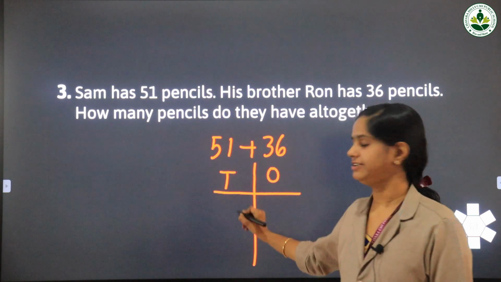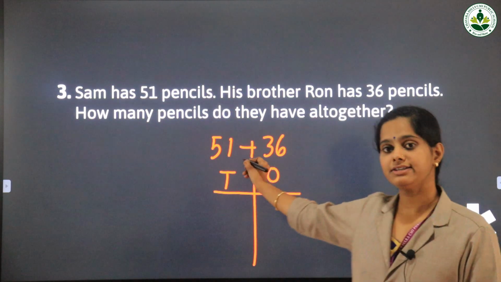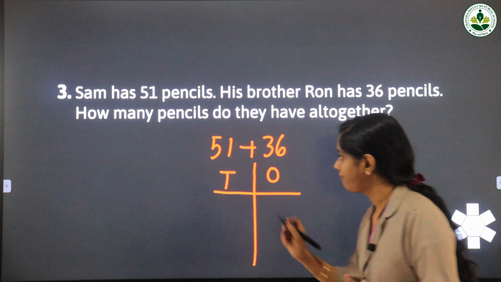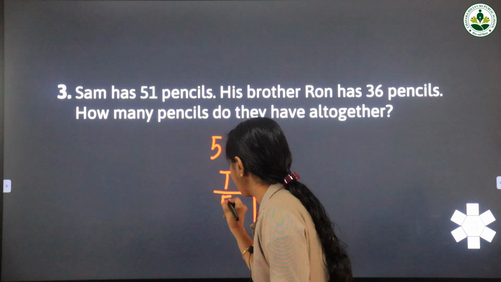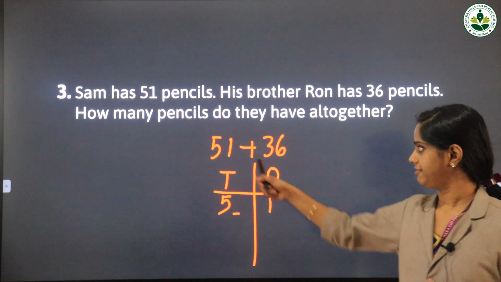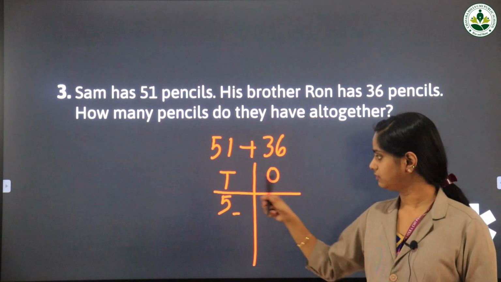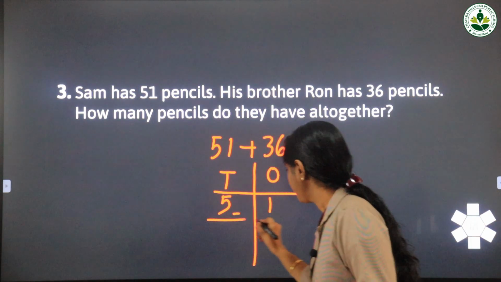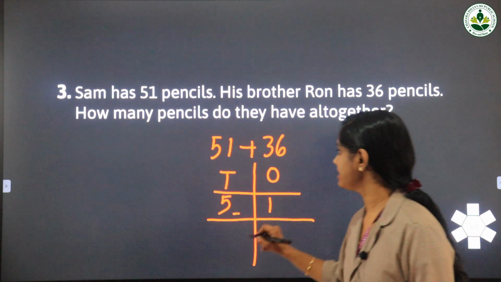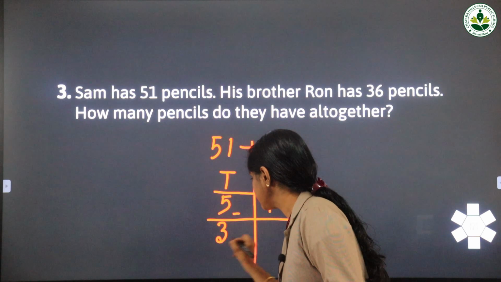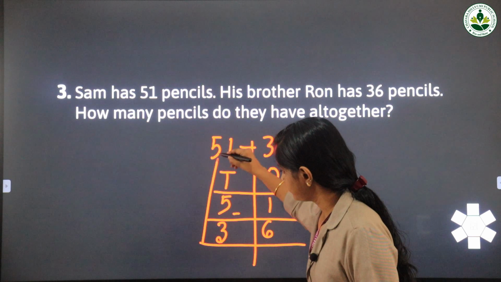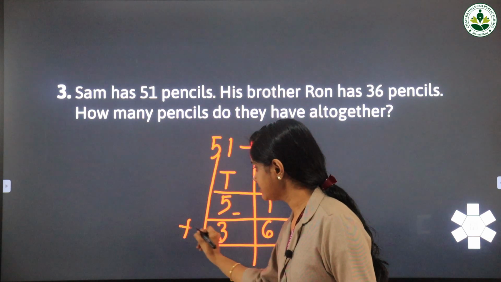First we write 51 in the place value chart. How many tens and how many ones? The number 51 has 5 tens and 1 one. The number 36 has 3 tens and 6 ones. This is the addition symbol.